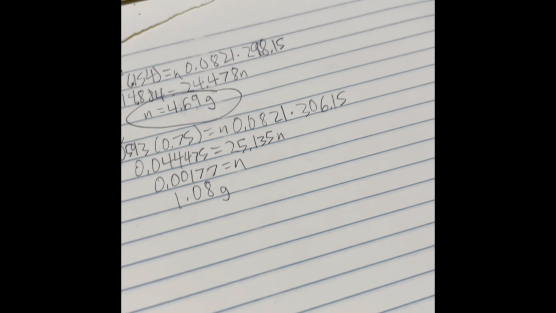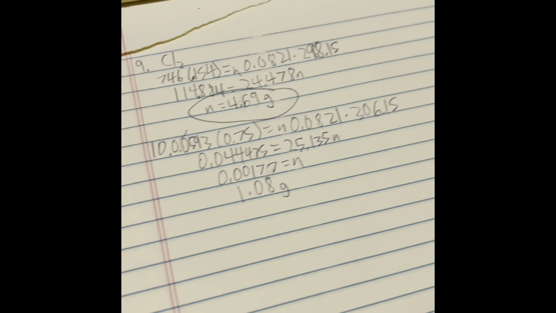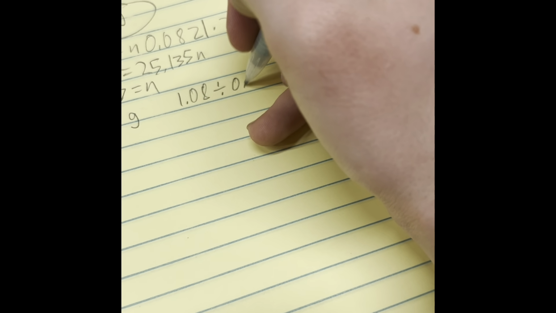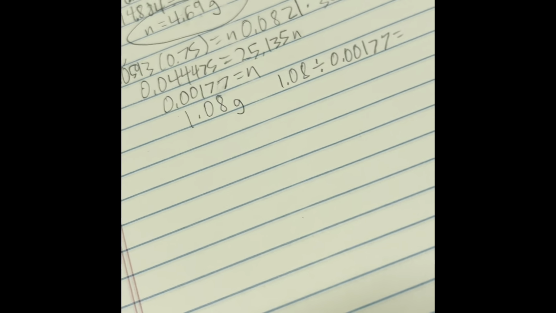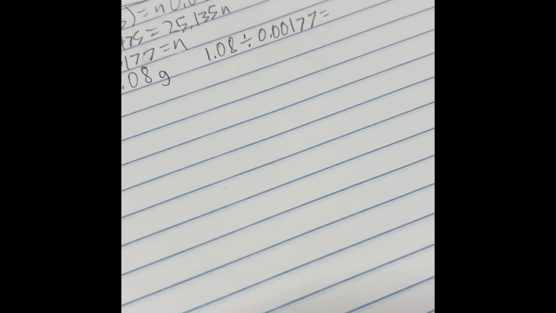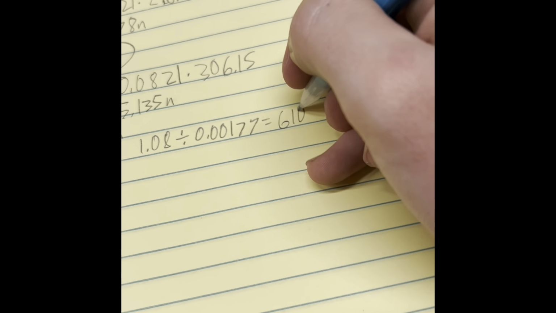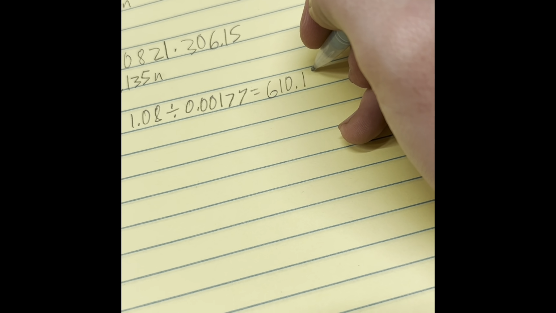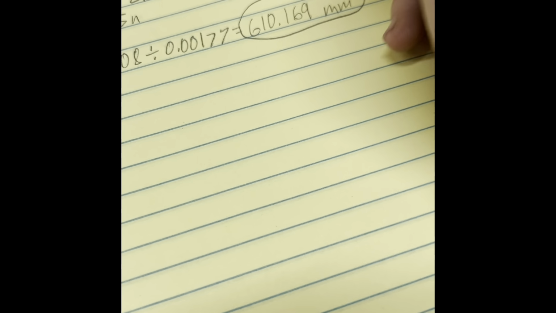So with that calculation, 1.08 divided by 0.00177, my molar mass is going to be 610.169. That's my molar mass of the mystery gas.